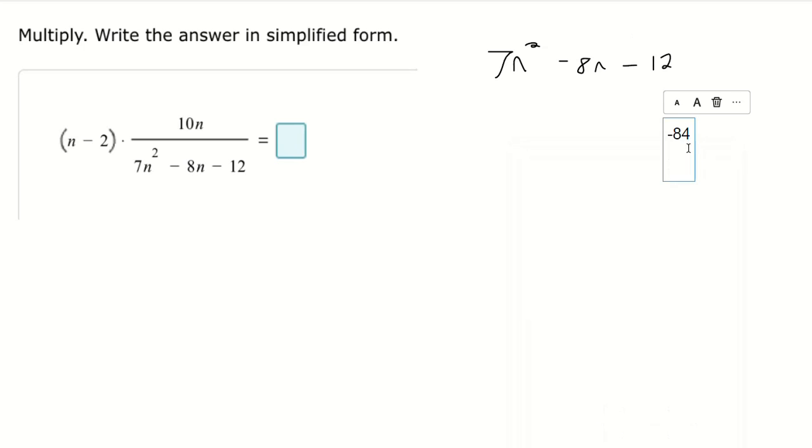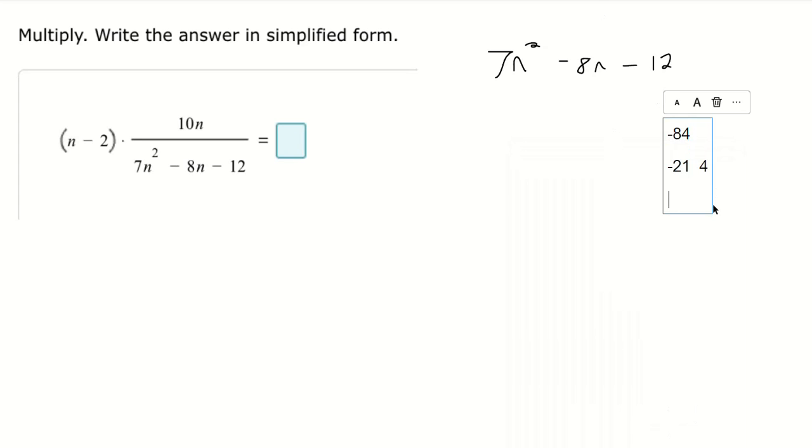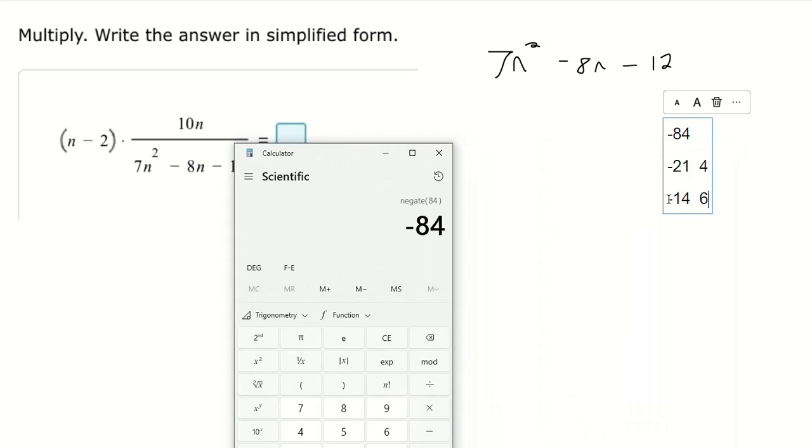Because look, I could do negative 21 and 4. Those multiply to be negative 84. They don't add up to be negative 8. So we could try another one. Let's do 84 divided by 6. That one works. Look, if I have negative 14 and positive 6, those multiply to be negative 84. And then negative 14 plus 6, that makes negative 8.